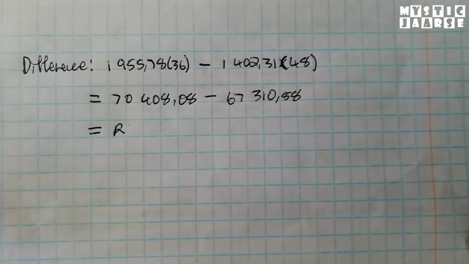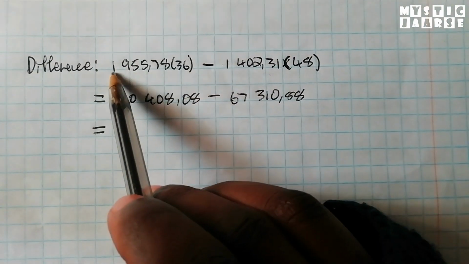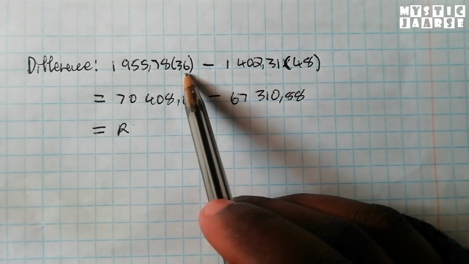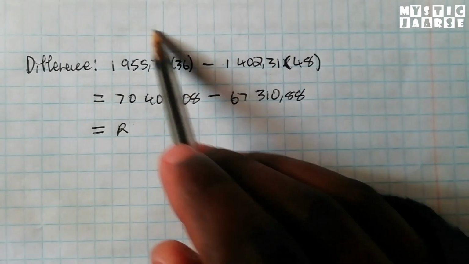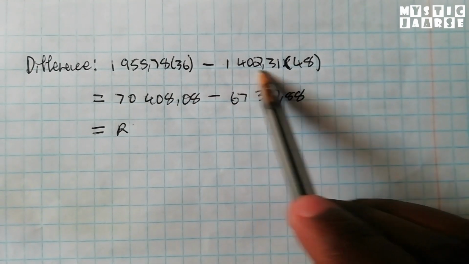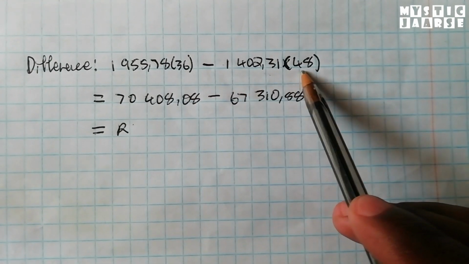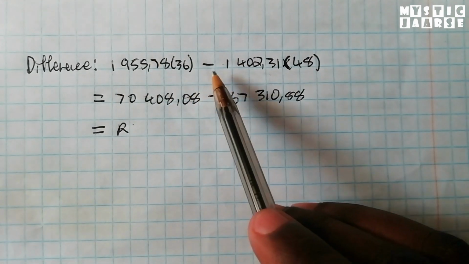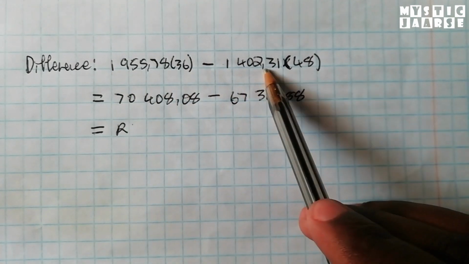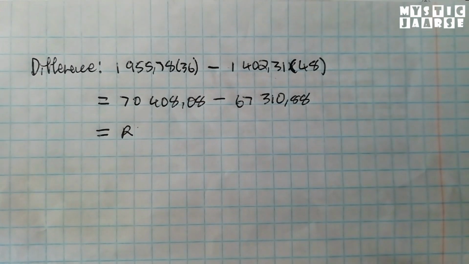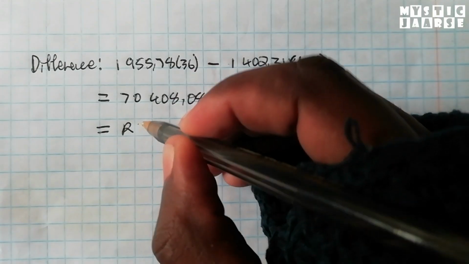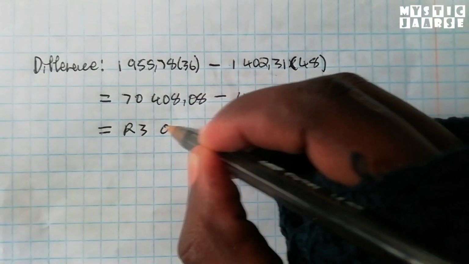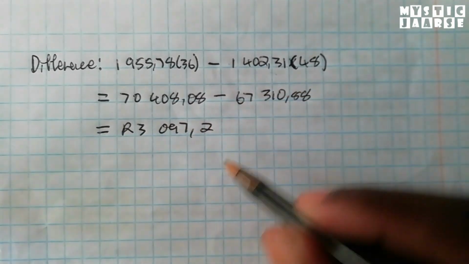So for the total deposited money, we just multiply the monthly payments by the number of payments for Thandi. Then we multiply the monthly payments by the number of payments for Eric. And then we subtract the smaller number from the bigger number. So the answer that we get is, the difference is 3,097 rand 2 cents.